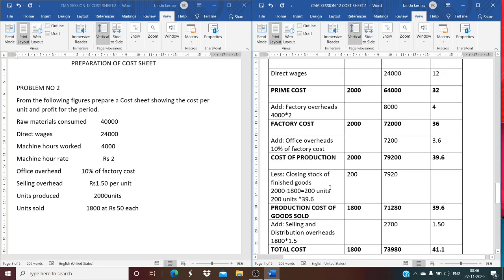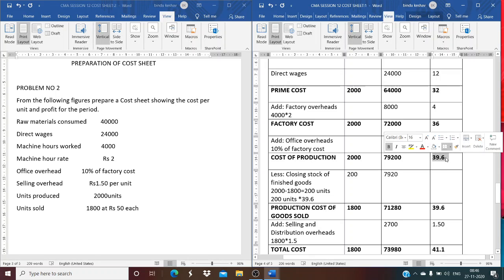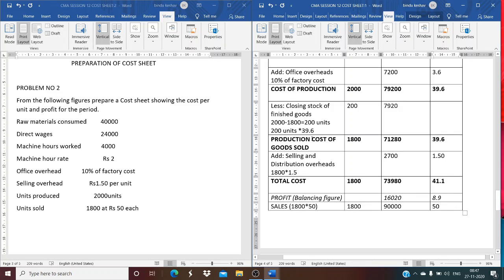We need to find the value of the closing stock. So, value of the closing stock is equal to the number of units multiplied with the per unit cost of production, 39.6. This is important information. Per unit cost 39.6. Now 200 units multiplied with 39.6, 7,920. When we deduct that from the cost of production, we get the production cost of goods sold.